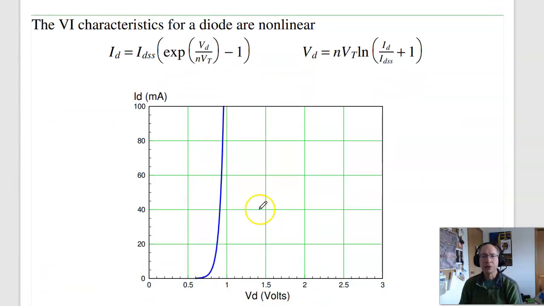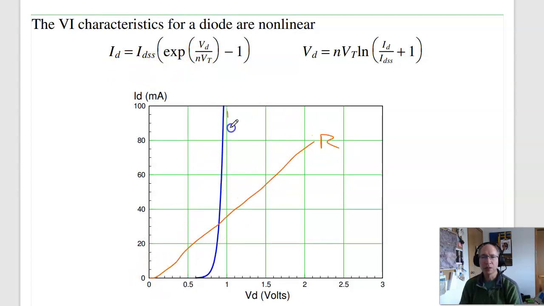The characteristics for a diode are nonlinear. For a resistor, it's V equals IR, a nice straight line. Diodes are different. The voltage is the log of current, or the current is exponential in voltage, and here's kind of what it looks like. Again, for a resistor, it would be a straight line. For a diode, it looks like this. That makes diode circuits really hard to solve. With a diode circuit, I have to solve nonlinear equations.